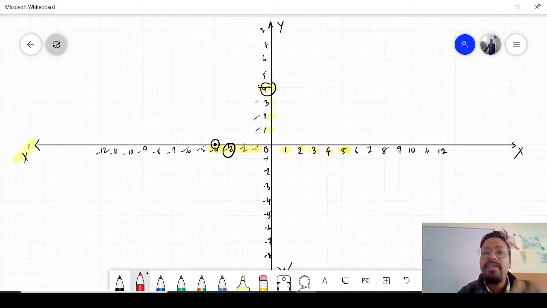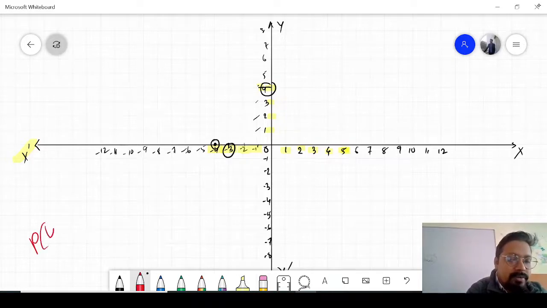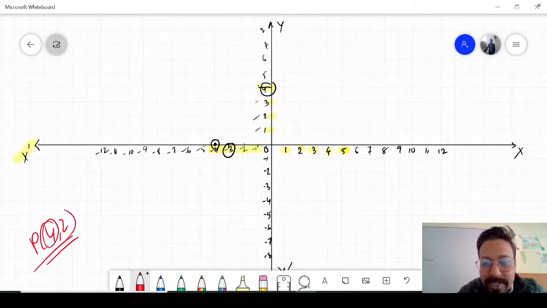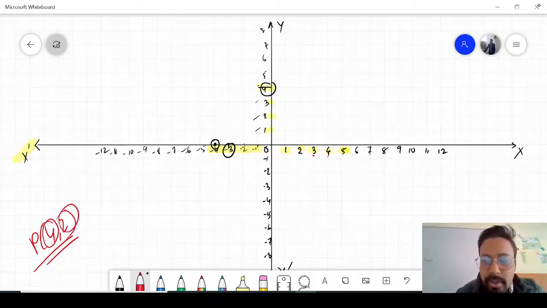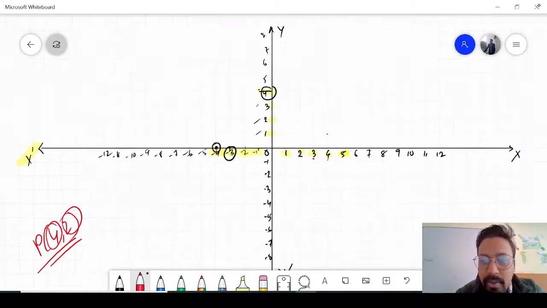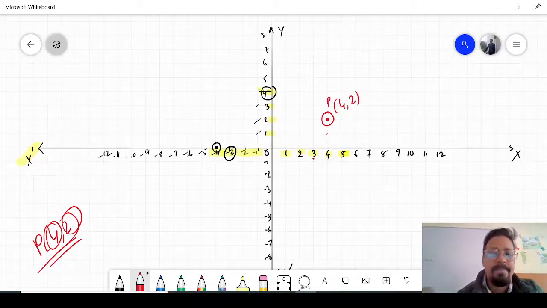As we have seen, we have to plot this point P 4, 2. So 4 is along the x-axis. So we go 4 places, 1, 2, 3, 4. We reach here. Then we have to go 2 places. On the y-axis we have to go 1, 2. So this is where we reach. This is 4, 2, and this is P.